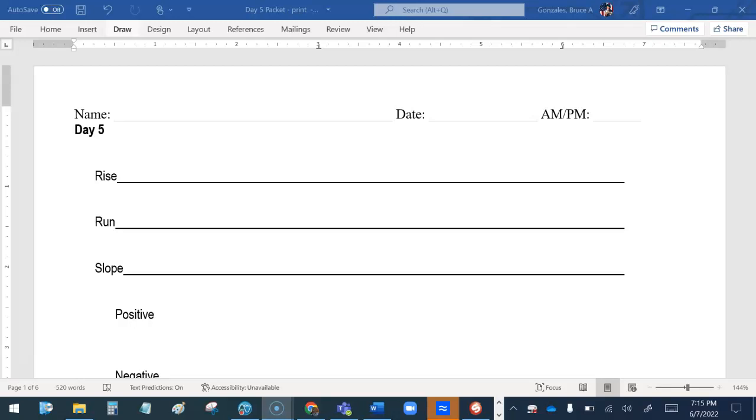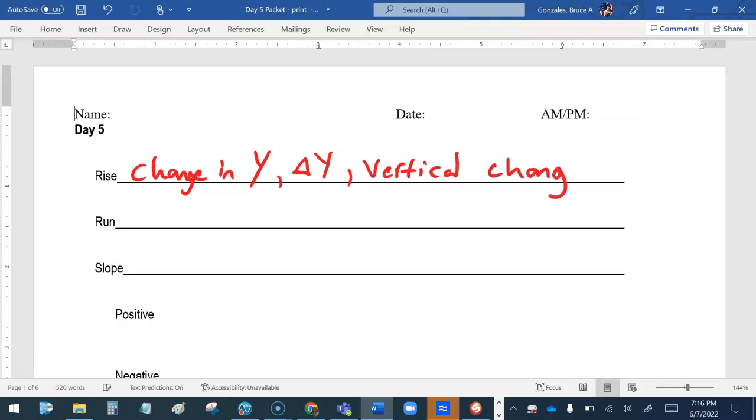All right, let's do these day 5 notes on linear equations. So, the rise is the change in y. You represent it with a little triangle y. Triangle means change in, so change in y, or the vertical change. Run is going to be the change in x. It's a triangle x, or the horizontal change.